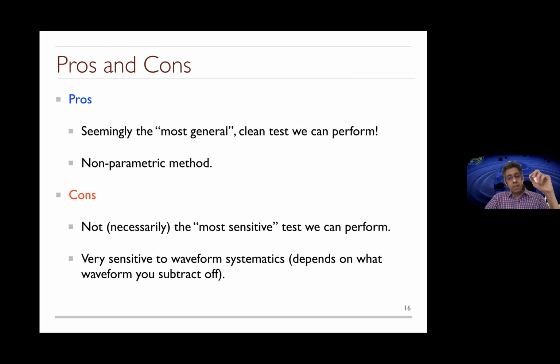But anyway, while this is a very interesting and very general test to do, it may not be the best candidate to first detect any possible deviation. But again, it's very interesting and complements many other tests. So that brings me to the end of the first test. This is the residual test, a very general test where we have subtracted off the best fit GR waveform from the data and asked whether the residual is consistent with GR or not.